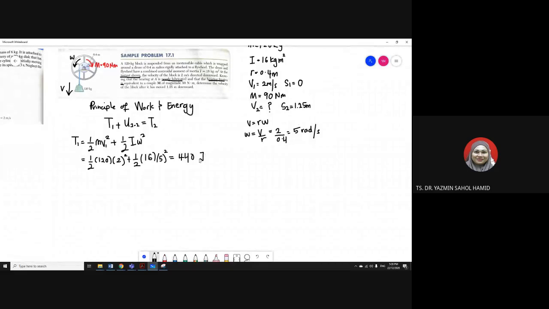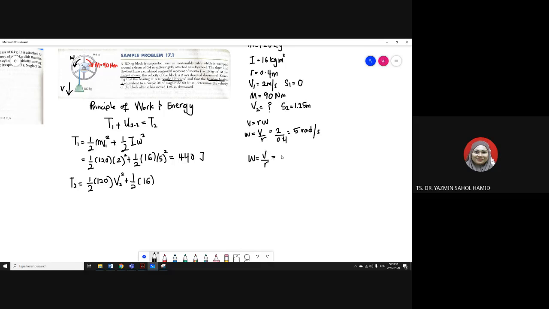Okay, now we're going to do the same for T2. So T2, again, 1 over 2. The mass is the same, 120. V2 is what we want to find, so that will be our unknown. 1 over 2, I is the same, the moment of inertia I. And what would be the omega? It's the same formula. Omega equals V over R.